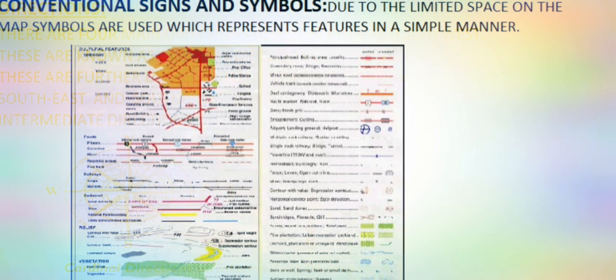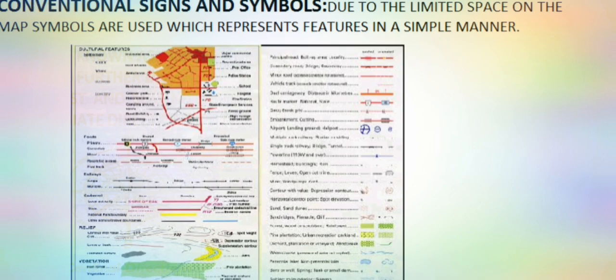The next thing, that is conventional signs and symbols. As maps represent only a small area on Earth, there is a limitation of space. Signs and symbols indicate various features in a clear and simple manner in the limited space. These signs and symbols used in maps are governed by conventions, so they have been approved and accepted internationally. Thus, these common signs and symbols are called conventional signs and symbols.